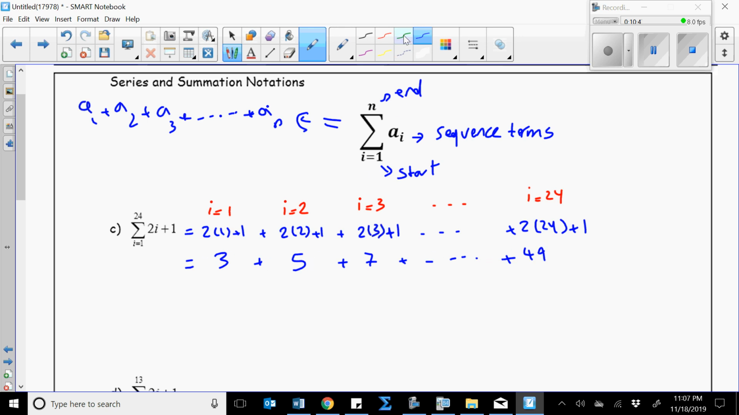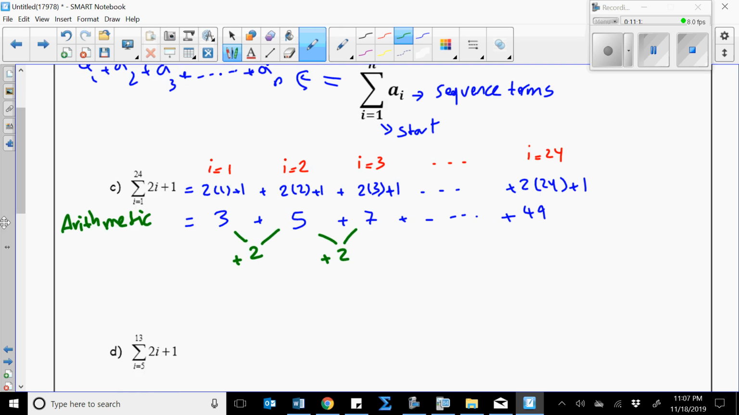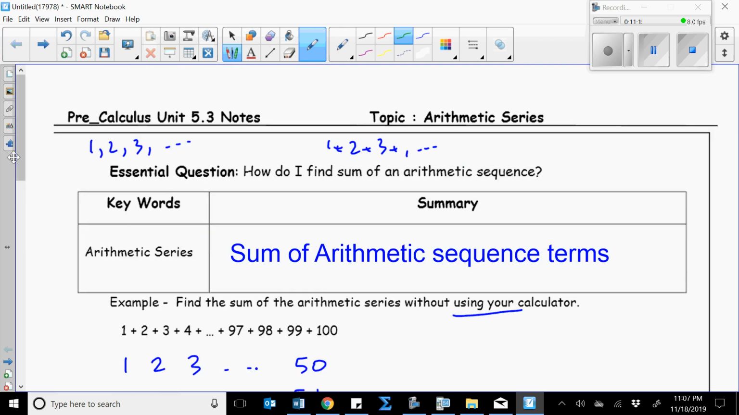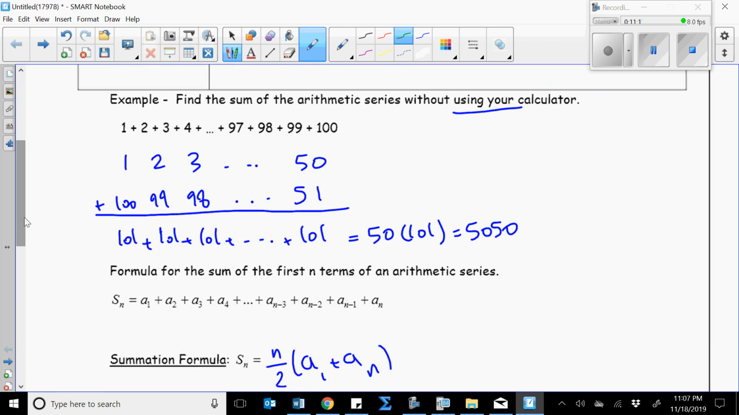Now, I can find the difference between the terms to see what kind of sequence I have. 5 minus 3 is 2. 7 minus 5 is 2. So each time we are adding 2 to the terms to get the next one. That means we have an arithmetic sequence. So I can use the formula that I gave you here in the previous page.